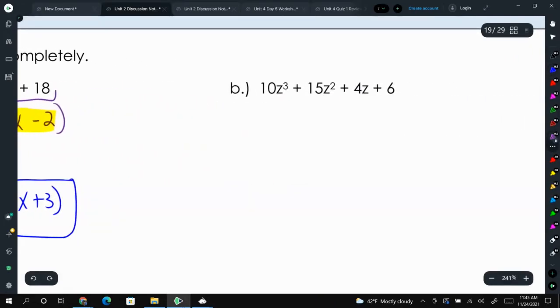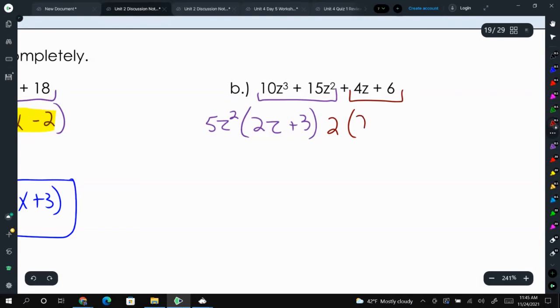Letter B. We can factor out a 5, and we're left with 2z. Sorry, we can factor out a 5z squared. And we're left with 2z plus 3. And then we can factor out a 2, and we're left with 2z plus 3. We see this twice. It's the exact same thing, so 2z plus 3.